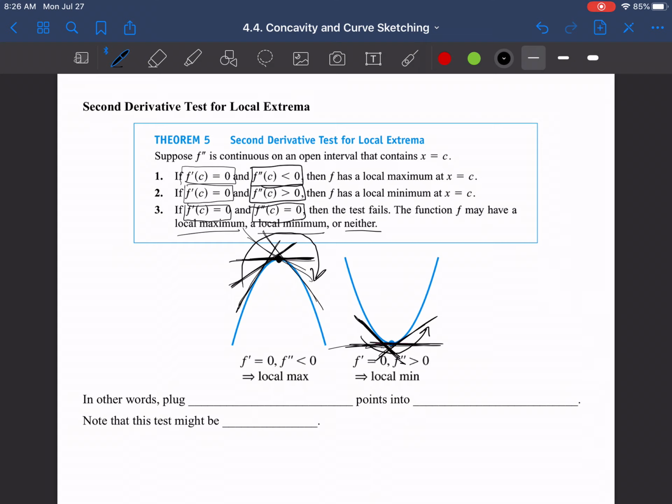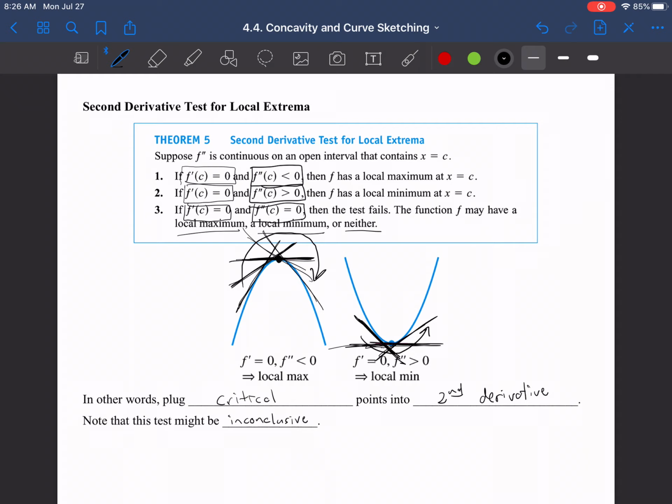So in other words, plug critical points into the second derivative. And you have to also note that it might be inconclusive. That's if both of them turn out to be 0.